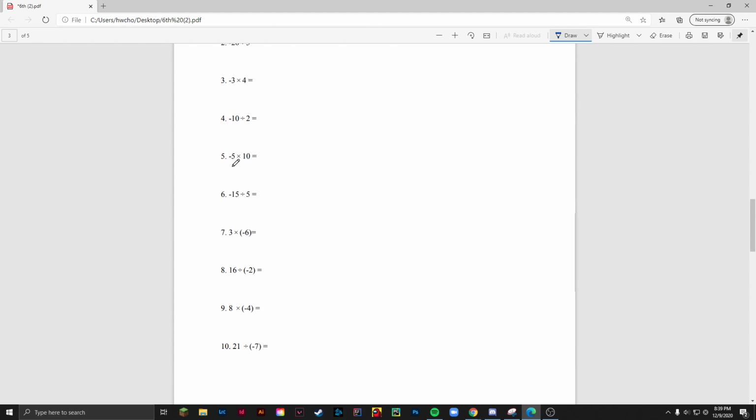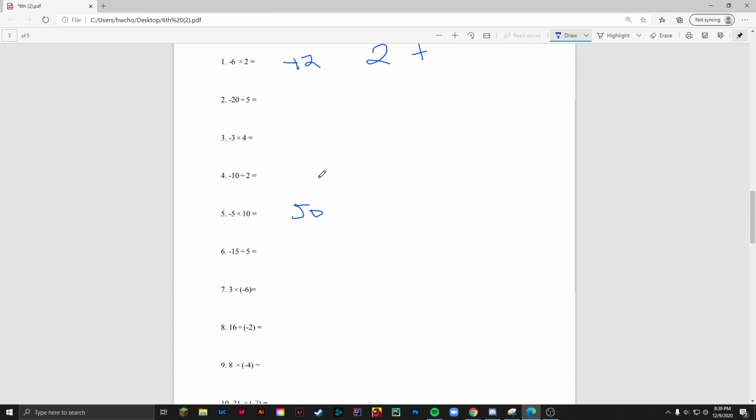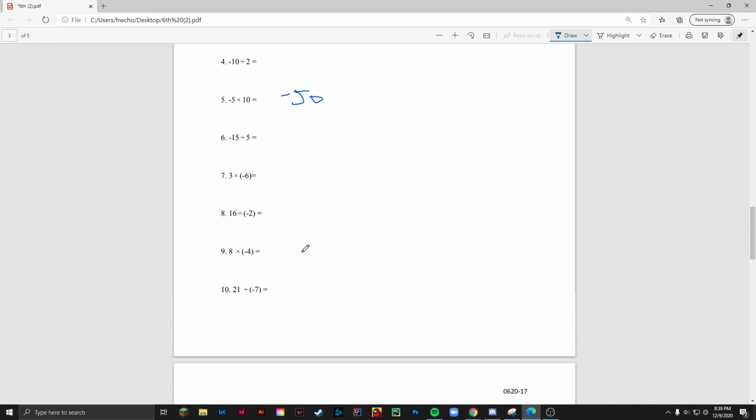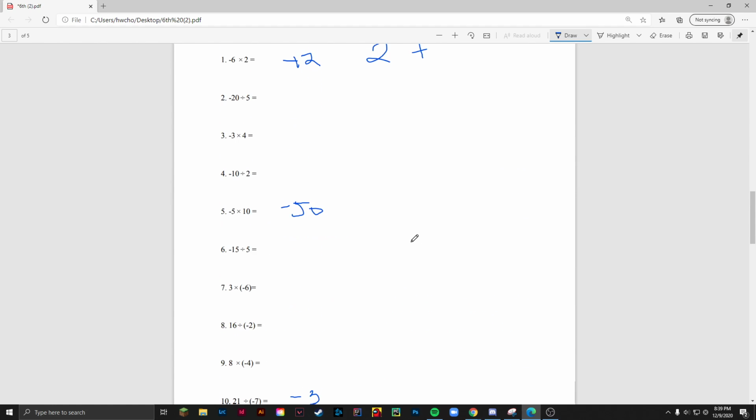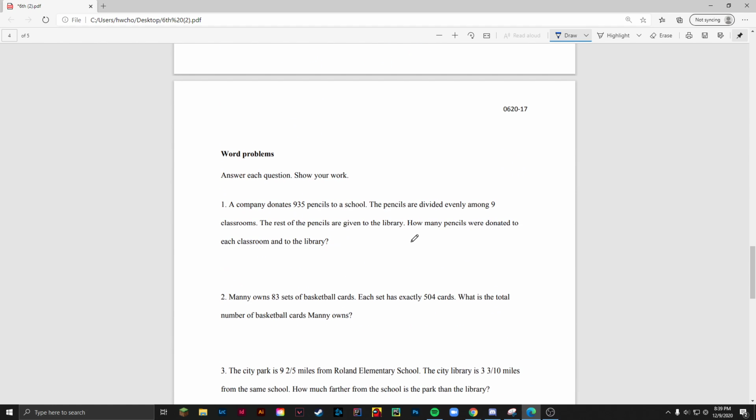I'm going to skip over number 5. Negative 5 times 10. 5 times 10 is 50, and the negative sign right here, there's only one, so it's negative. For right here, 21 divided by negative 7. Well, 7 goes into 21 3 times, but since there's one negative sign, it's going to be negative. It's the same story for the rest.